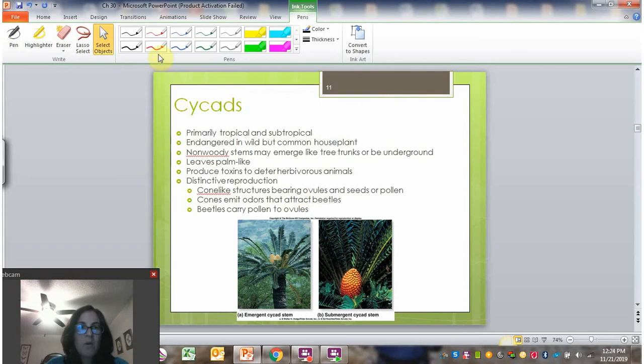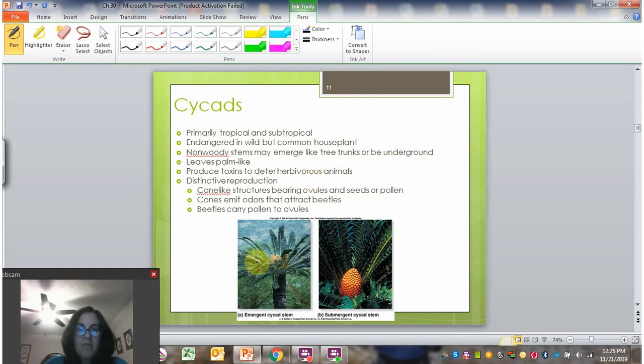So Cycads are a small group of gymnosperms. They're primarily found in tropical and subtropical regions. Many of them are endangered because tropical and subtropical regions are endangered. There are some houseplants that fall into this category. They have stems that can look kind of like tree trunks or are underground. They have leaves that almost look like palm trees. So you can see that here in this picture. And many of them are actually toxic. Sometimes the houseplant version is not safe for pets for that reason, and that's to deter consumption by animals.